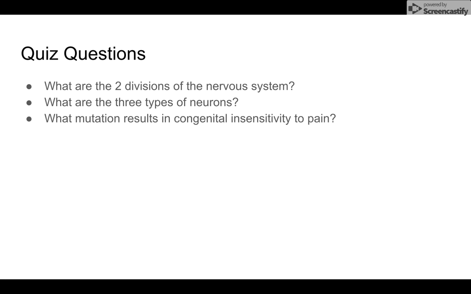The answers to the questions are, the first one is the central nervous system and the peripheral nervous system. The second question, the answer would be the afferent, efferent, and interneurons. And the mutation that causes this disease is the SCN9A gene mutation.